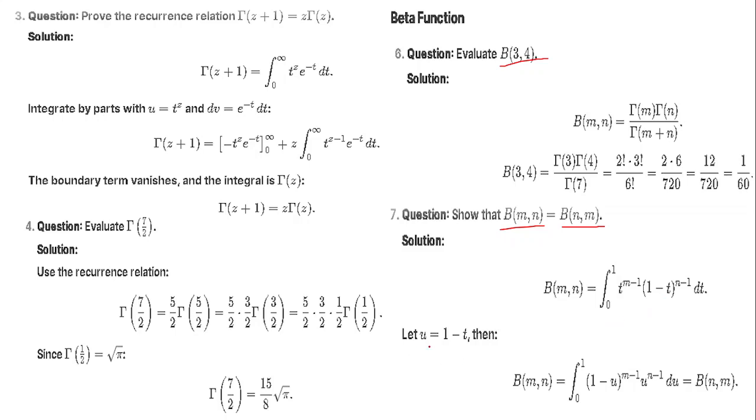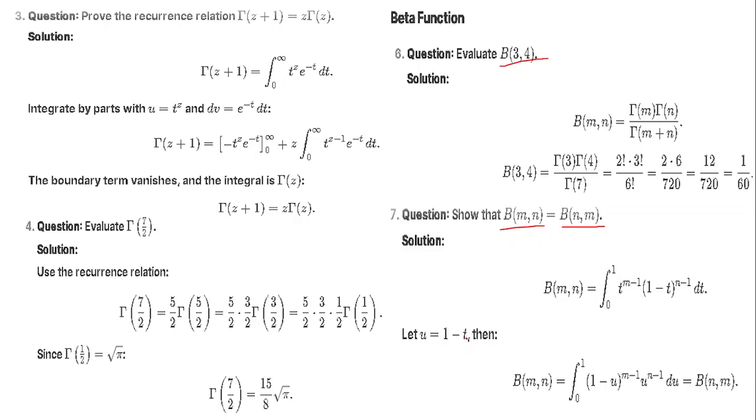You will let u be equal to 1 minus t. If you let u be equal to that, then you substitute. Is there anything you don't understand here? Then you do du/dt.